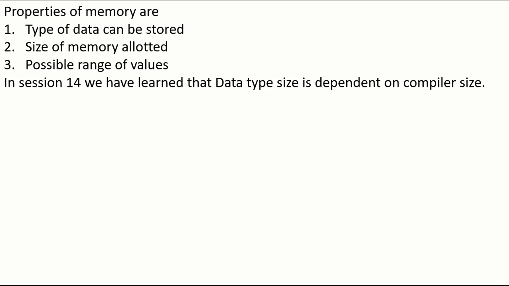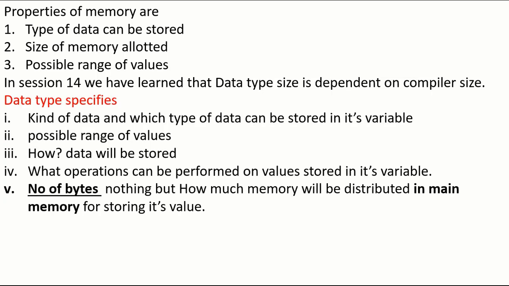Now, in session 14, we have learned that data type size is dependent on compiler and data type specifies kind of data and which type of data can be stored in its variable, possible range of values, and how data will be stored, what operations can be performed on values stored in its variable, and number of bytes, nothing but how much memory will be distributed in main memory for storing its value.